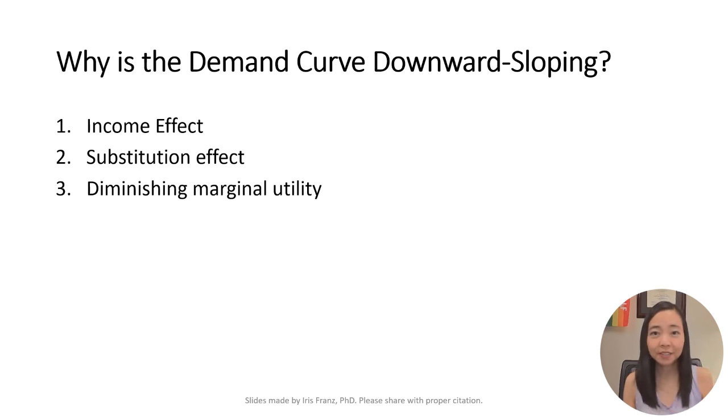Now you know the three reasons why a demand curve is downward sloping. That is due to income effect, substitution effect, and diminishing marginal utility.